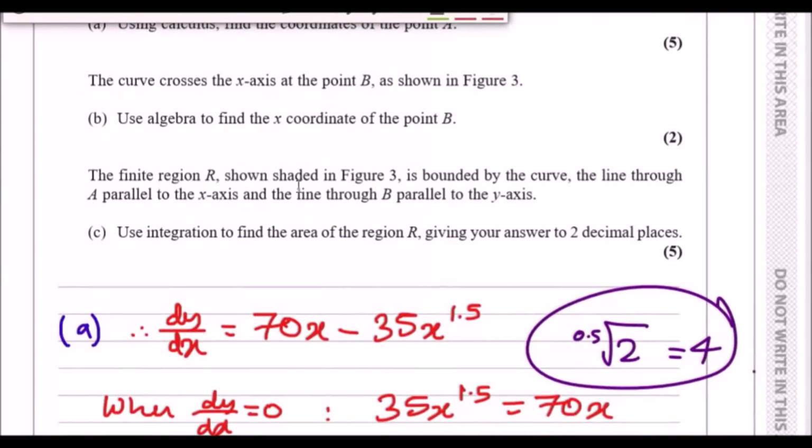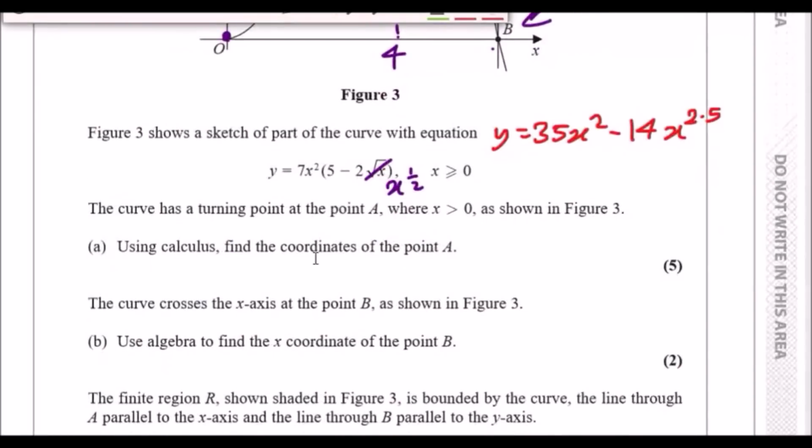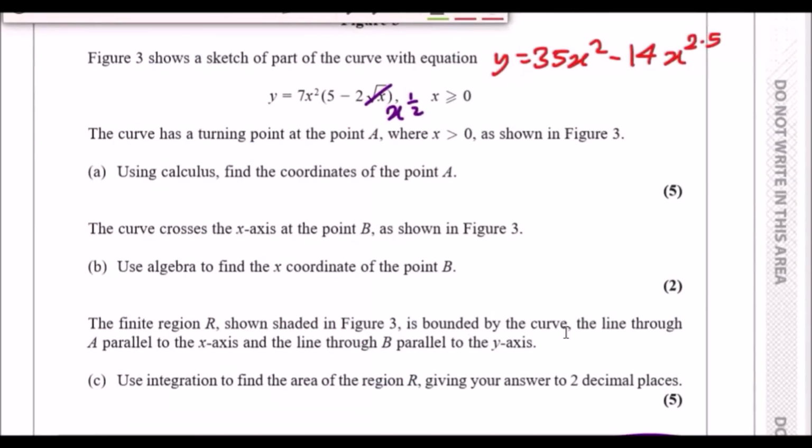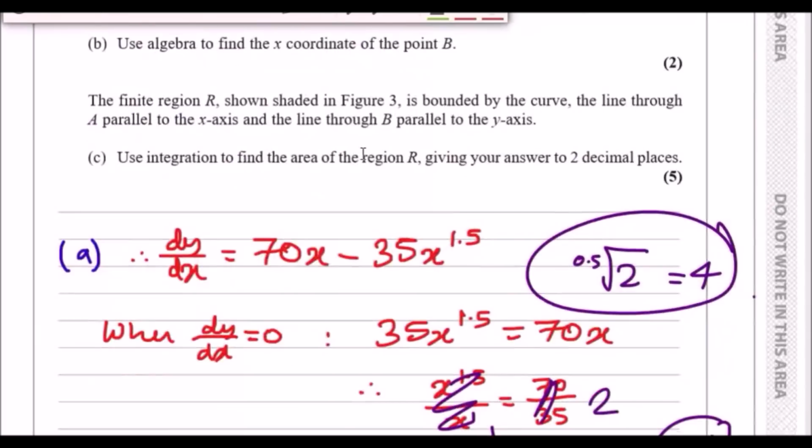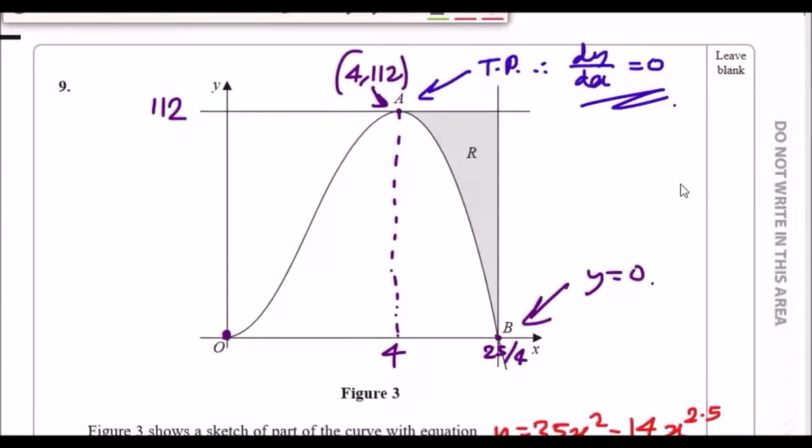So the finite region R, which is over here, is bounded by the curve, the line through A parallel to the x-axis, and the line through B. Let's just go ahead and update this. So we had a b coordinate of 25 over 4. So that's this coordinate here. Now, in other words, it just wants us to find the area of R.